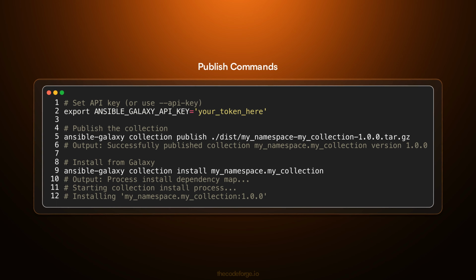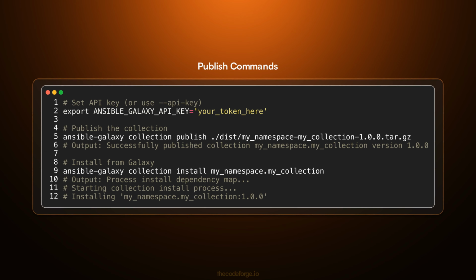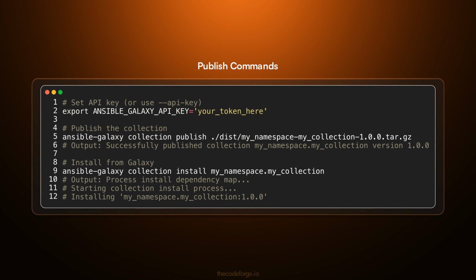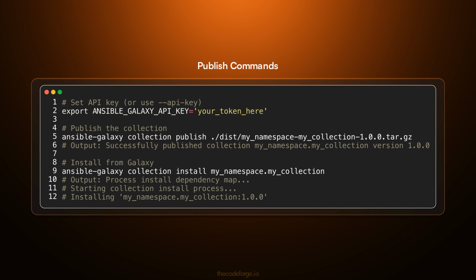Here's how to publish. Set your API key as an environment variable or use the API key option. Then publish the tarball. Users can then install directly from Galaxy. Never publish a collection with a dev or RC suffix to Galaxy. Use a private repository for pre-release versions.